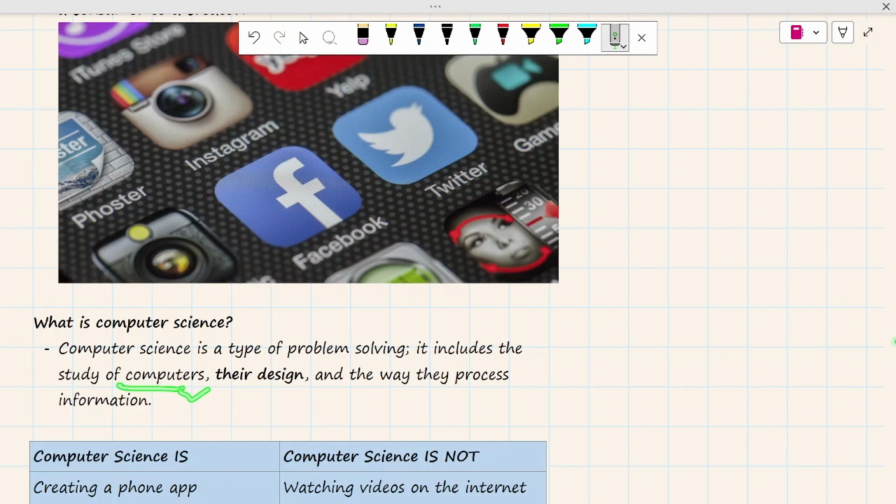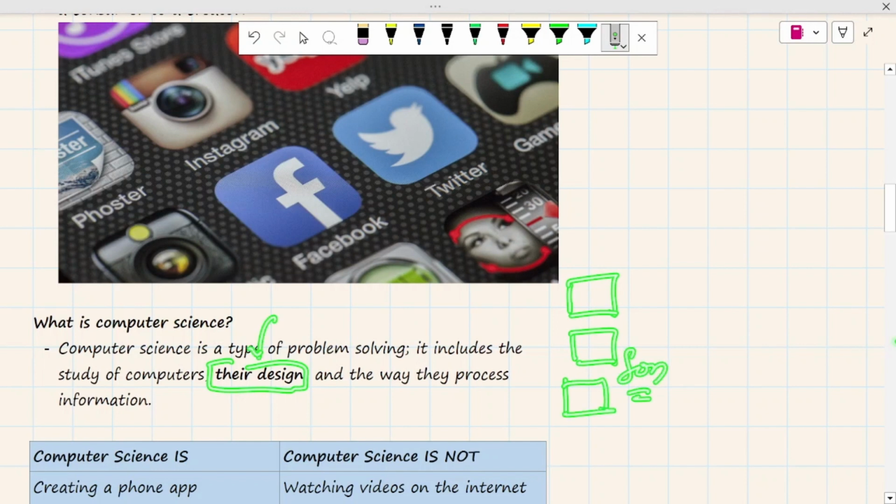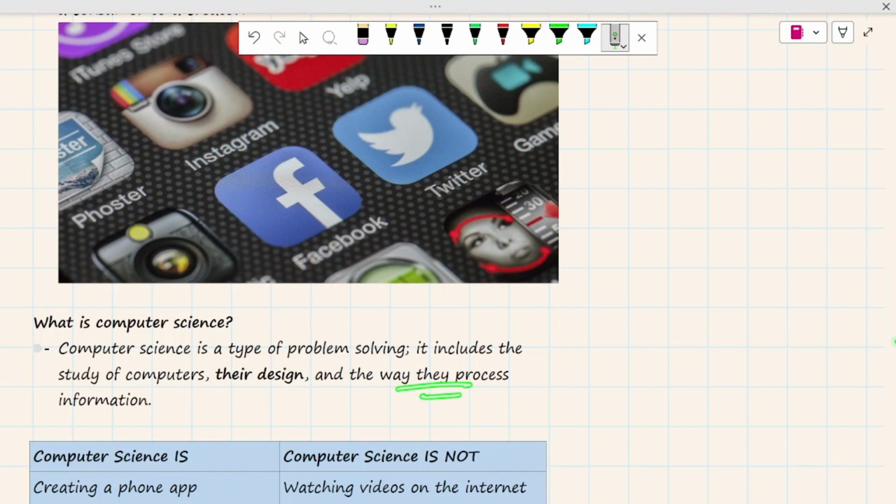For example, how computers work and how they are programmed, what is an operating system, what is computer organization, what all things are included in this, and so on. All these things come under computer science. And how they are designed, what are the parts used in it, how the RAM works, how the ROM works, and how the processor works, and so on. All these things are learned in computer science, and the way they process the information.